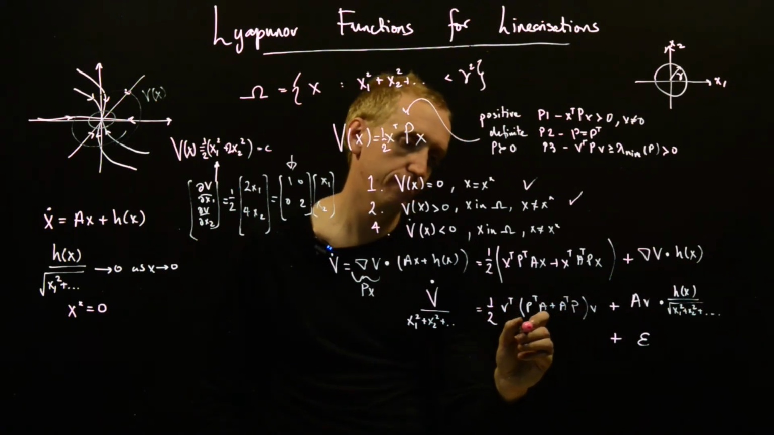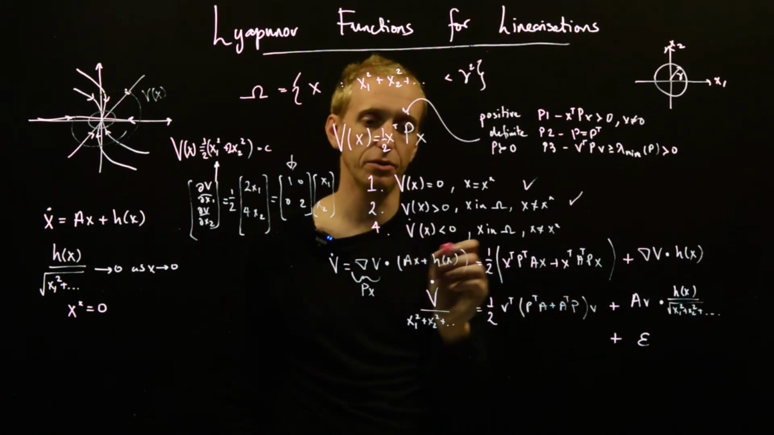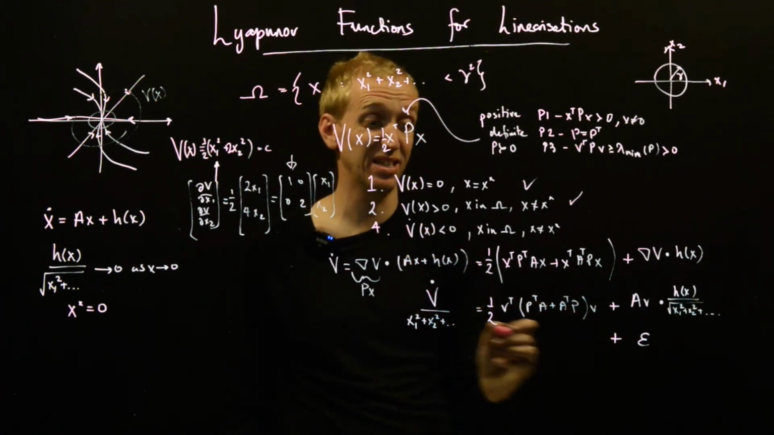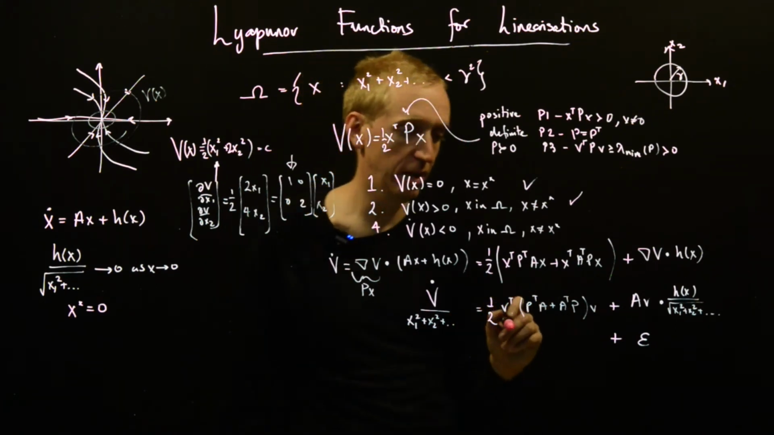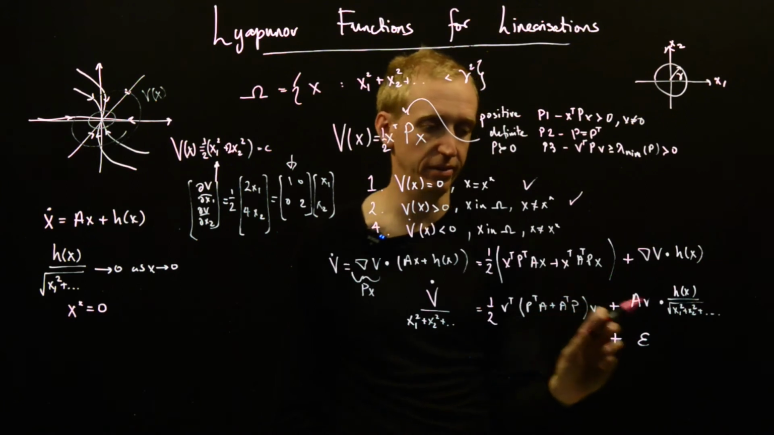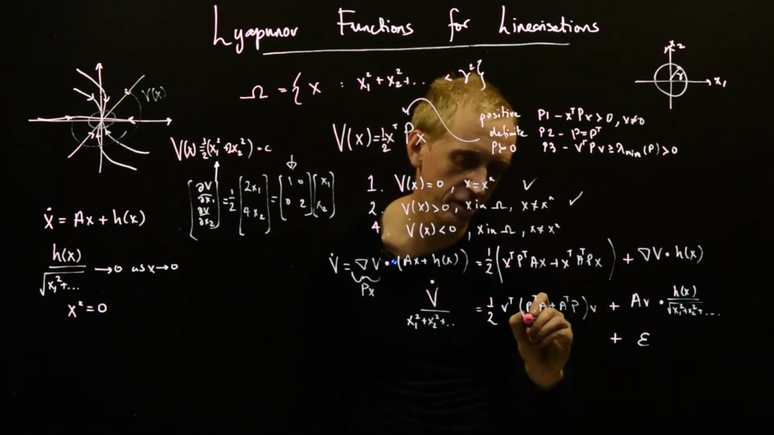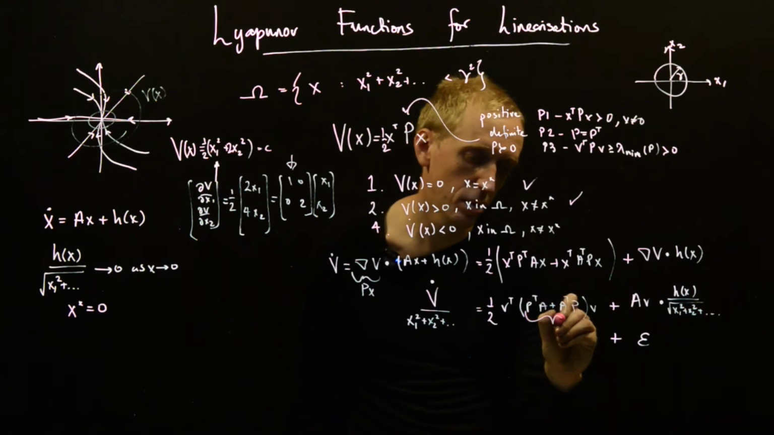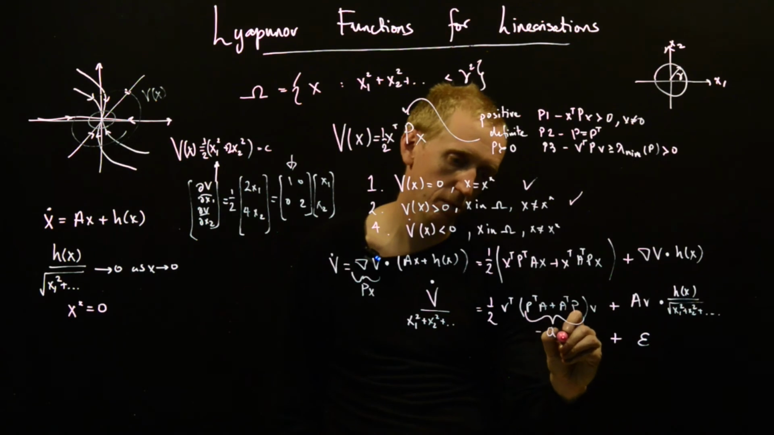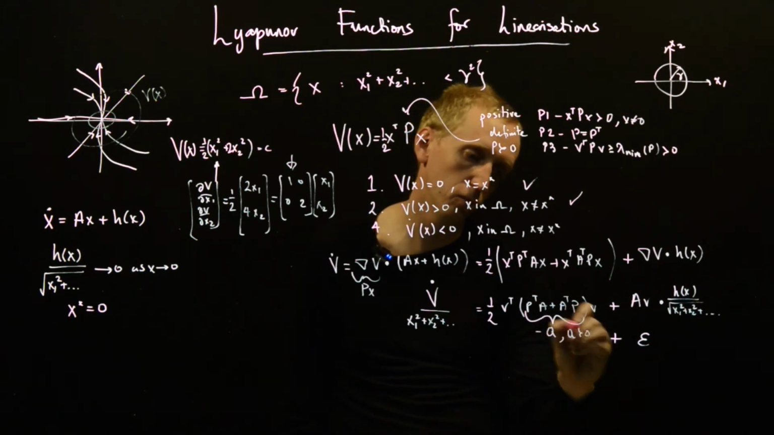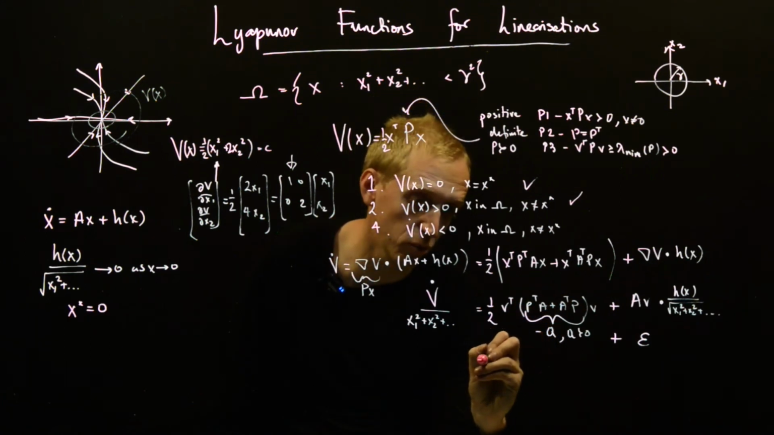And what do we have here? Well, okay, this is positive. We know we need v dot to be negative, so we just need this term here to be very negative, because then this plus epsilon will still be negative. So what would be good? Well, if we could somehow make this equal to minus Q, where Q was positive definite, so let's just say we're able to do that.